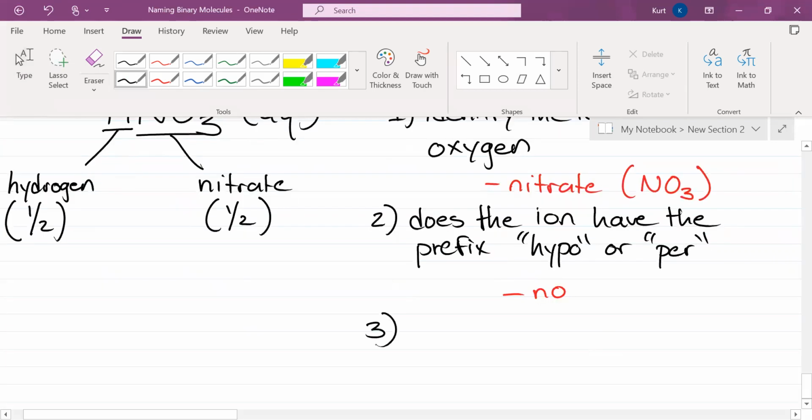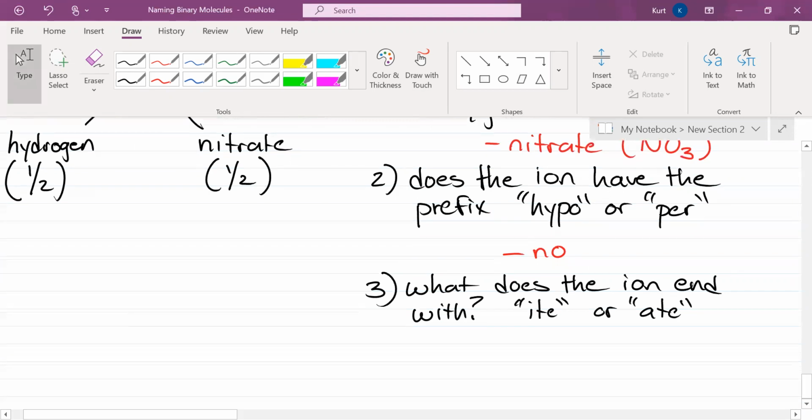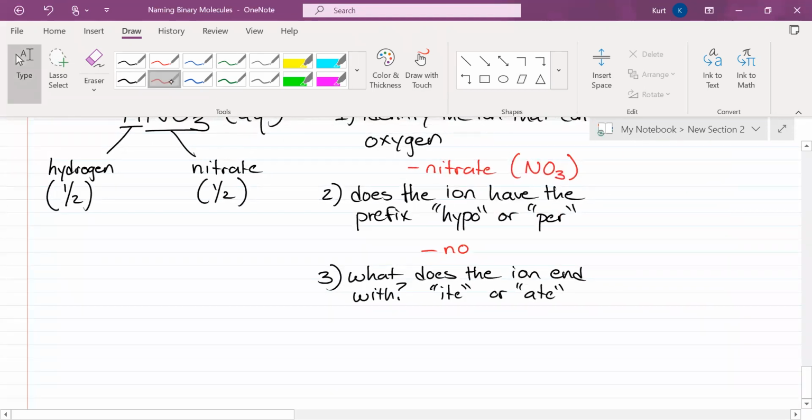Step 3. What does the ion end with? Here's your choices. Does it end with ITE or ATE? What does nitrate end with? It ends with ATE.